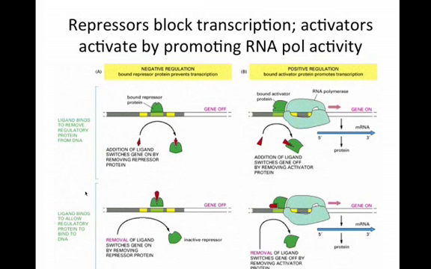So repressors block transcription, and activators activate by promoting RNA polymerase activity. So this is a major concept. And this brings us to the concept of negative regulation and positive regulation, which people get very confused about for some reason. I think it's because it's easy to get bogged down with little details, but positive regulation is turning things on, right? And negative regulation is turning things off. If you stick with that basic understanding, hopefully you'll be good.